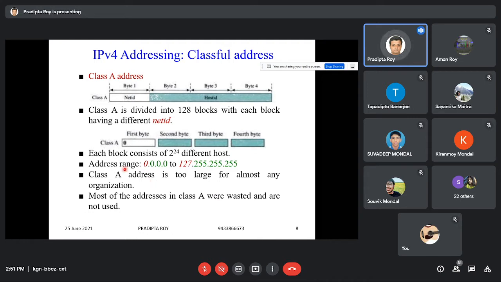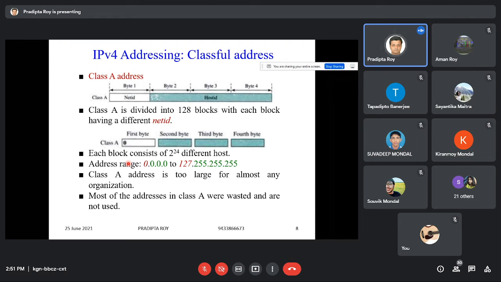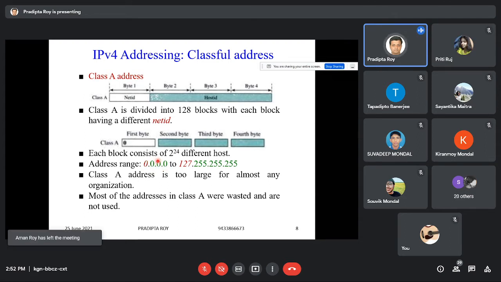Okay. Now what is the range of class A address? The range of class A address starts from 0000. Why 0000? Because the first bit is always 0, it is fixed. After this bit, we still have 31 locations. If we fill all 31 locations with zeros, then we will find the starting address of class A. The net ID is identified with the red color octet, and the host ID is identified with the blue color value.